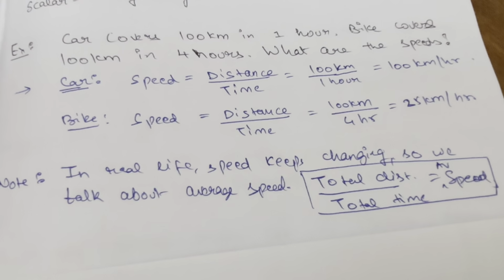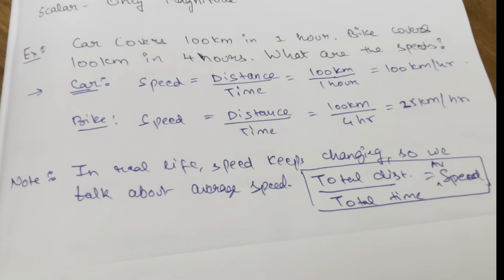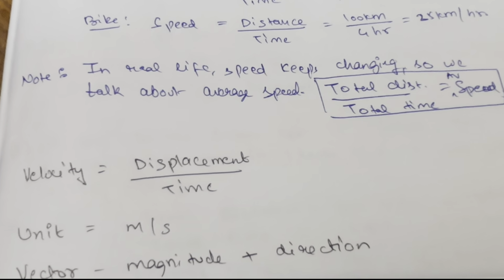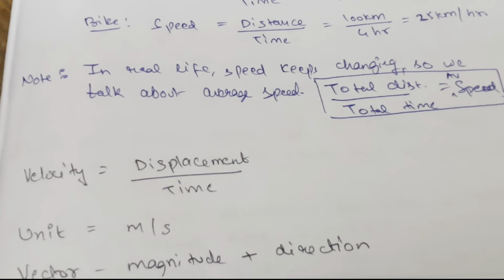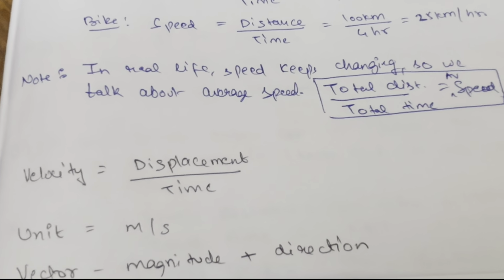Just like distance and displacement. Distance is how much you travel. Displacement was how much you travel in which direction. Similarly, speed and velocity. Speed is what is your speed. Velocity is what is your speed and in which direction. So it's a vector quantity. So velocity is displacement over time, and unit is meter per second. Same, and it's a vector quantity because it's giving us magnitude and direction both.